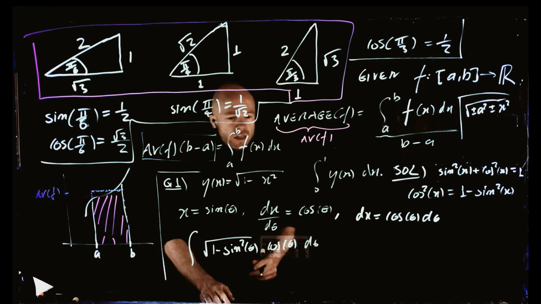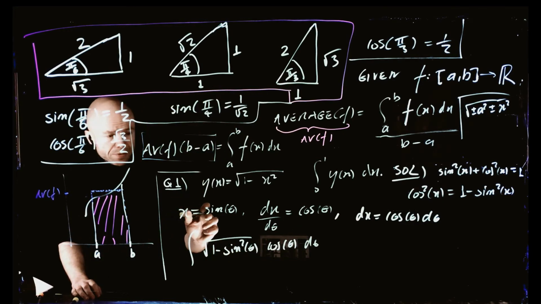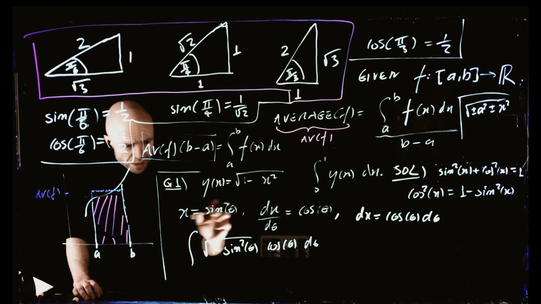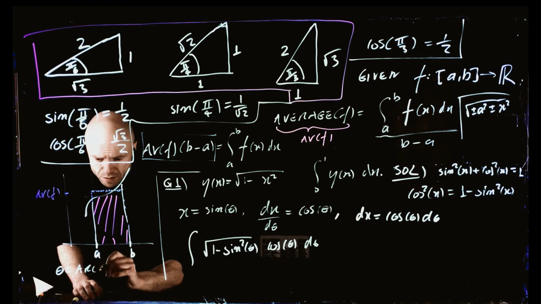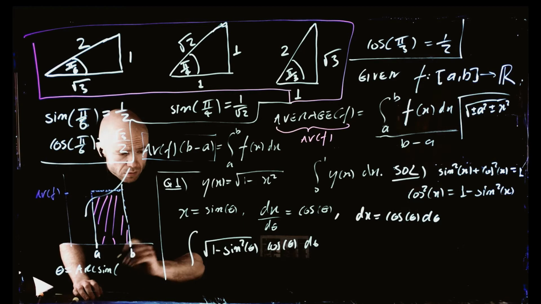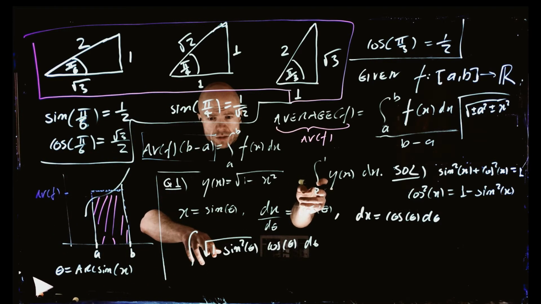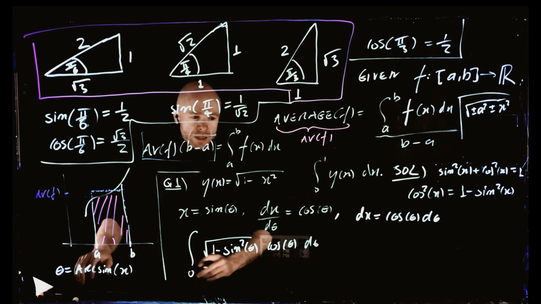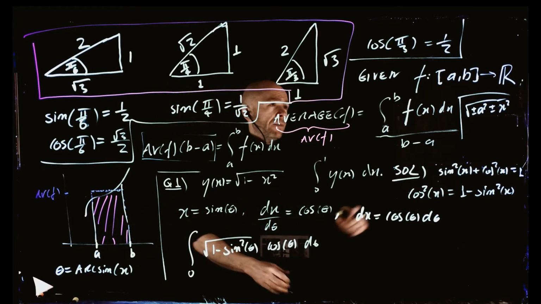And now let's think about the limits. This thing here is saying x is sine of theta. So we know that theta is equal to arc sine of x. And then we're going to put in the values for x. So when x is equal to 0, what is arc sine of 0? That's just 0. And then when x is equal to 1, we have to ask ourselves, what's arc sine of 1?